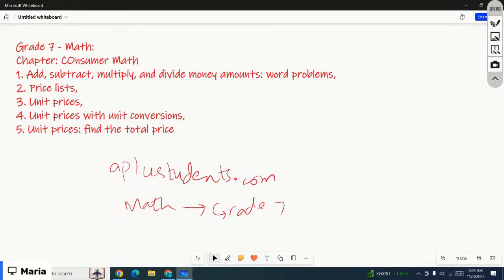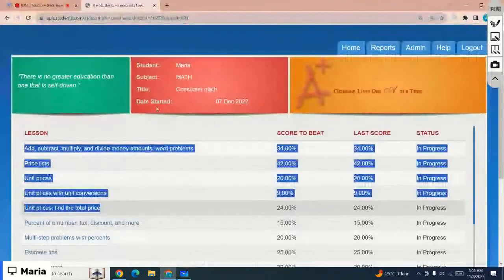So there you can find a list of the chapters. We're going to start with the chapter consumer math. And the lessons we're going to cover today are add, subtract, multiply, and divide money amounts, word problems, price list, unit prices with unit conversions, and unit prices find the total price. So let's just start with the chapter. The first lesson we need to start with is add, subtract, multiply, and divide money amounts.